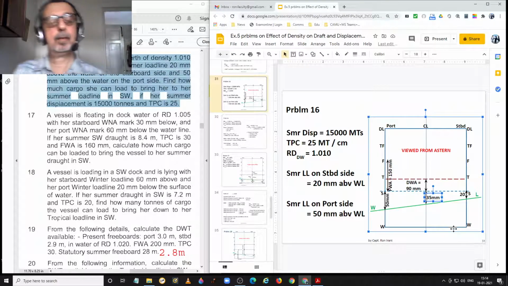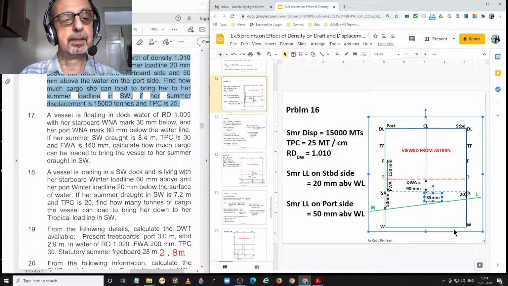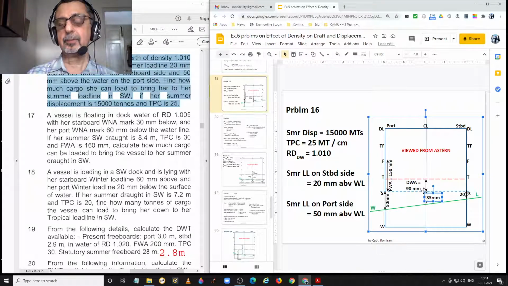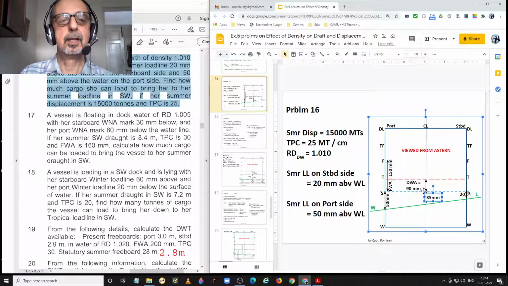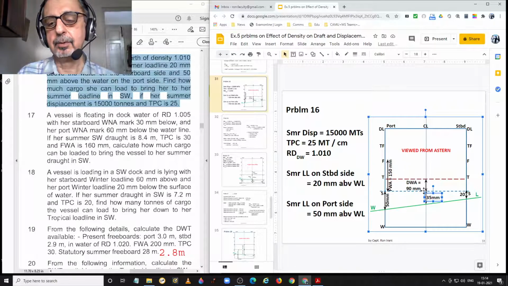Now she is floating in 1.010 relative density, and you have to find how much cargo she can load to bring her to the summer load line in salt water. Now when she goes from dock water 1.010 to 1.025, the ship is going to rise by an amount equal to dock water allowance. Thus, this dock water allowance can be taken into account to load her extra when you are in the dock water in this problem, 1.010.